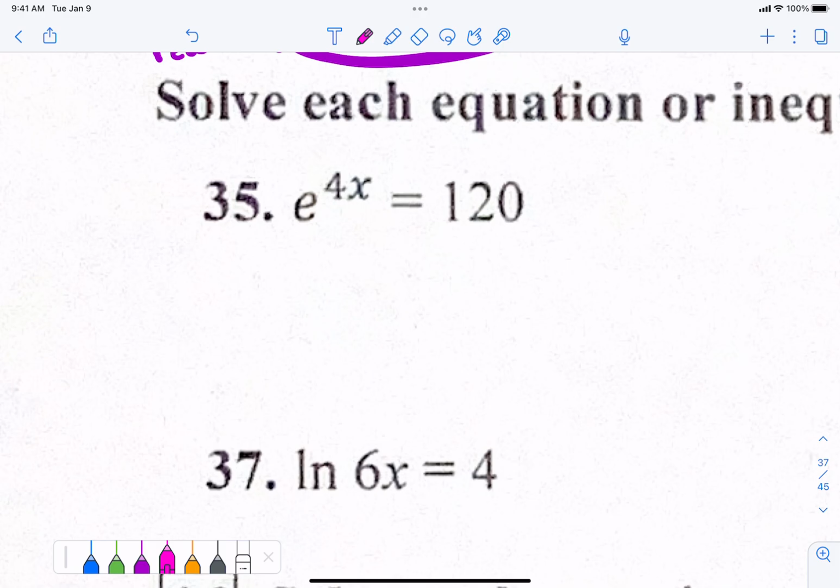Oh heavens! All right, we ready for the next section? Let's do 35 together. Shall we do that one? And then we'll do 38. We'll do 35 and 38.